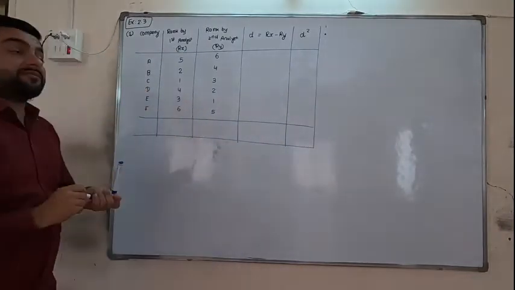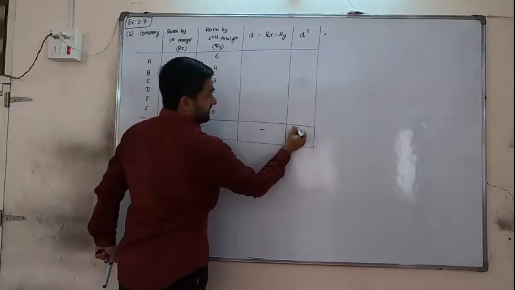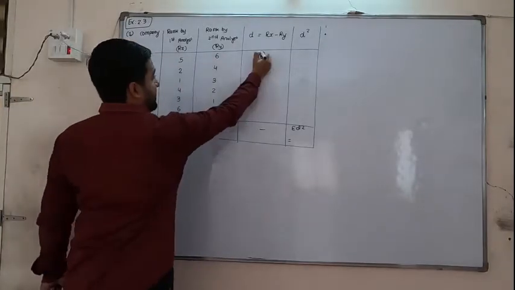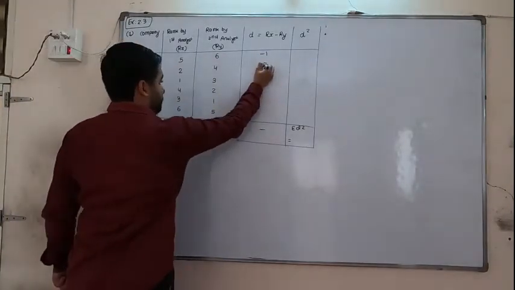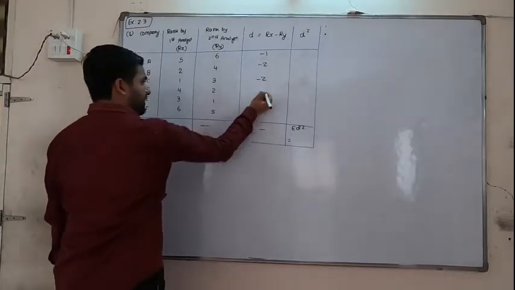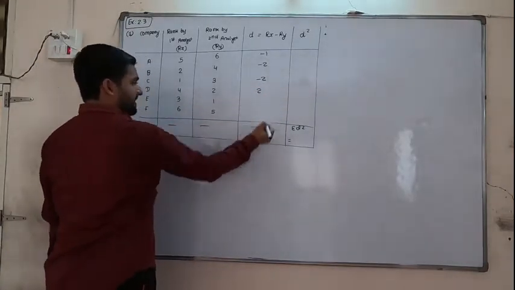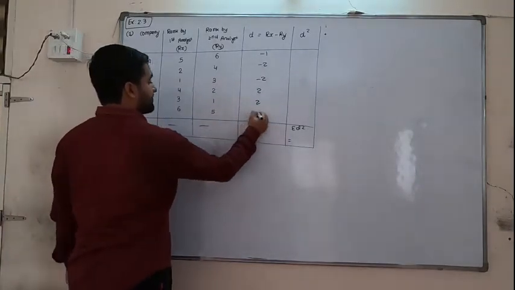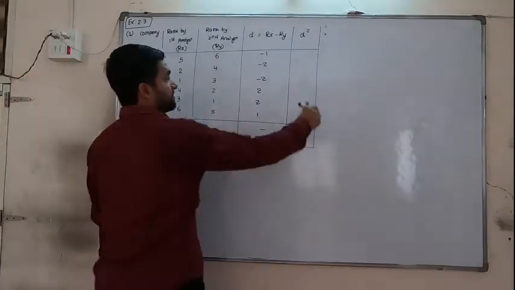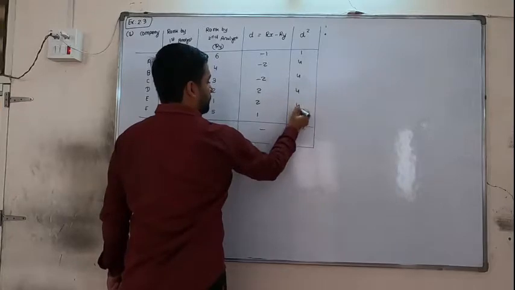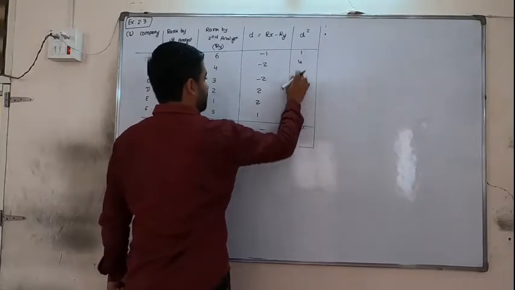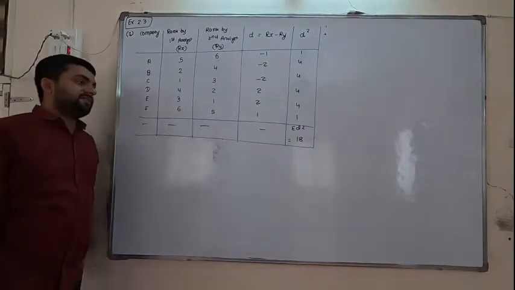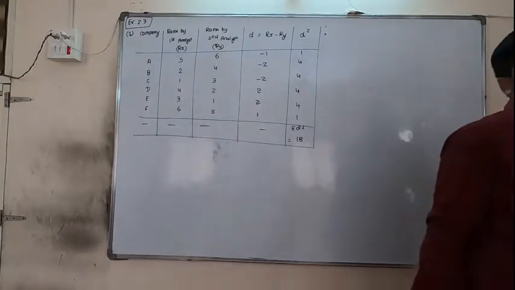Now which column total is required? Only the last column, sigma D square. We require only sigma D square in the formula. Now D, Rx minus Ry: 5 minus 6 is minus 1. 2 minus 4 is minus 2. 1 minus 3 is minus 2. 4 minus 2 is 2. 3 minus 2 is again 2. Everything is 2, 2, and 6 minus 5 is 1. Now their squares: 1, 4, 4, 4, 4, 1. So 4 fours are 16, 17 and 18. Okay, that's all. Now directly the formula.